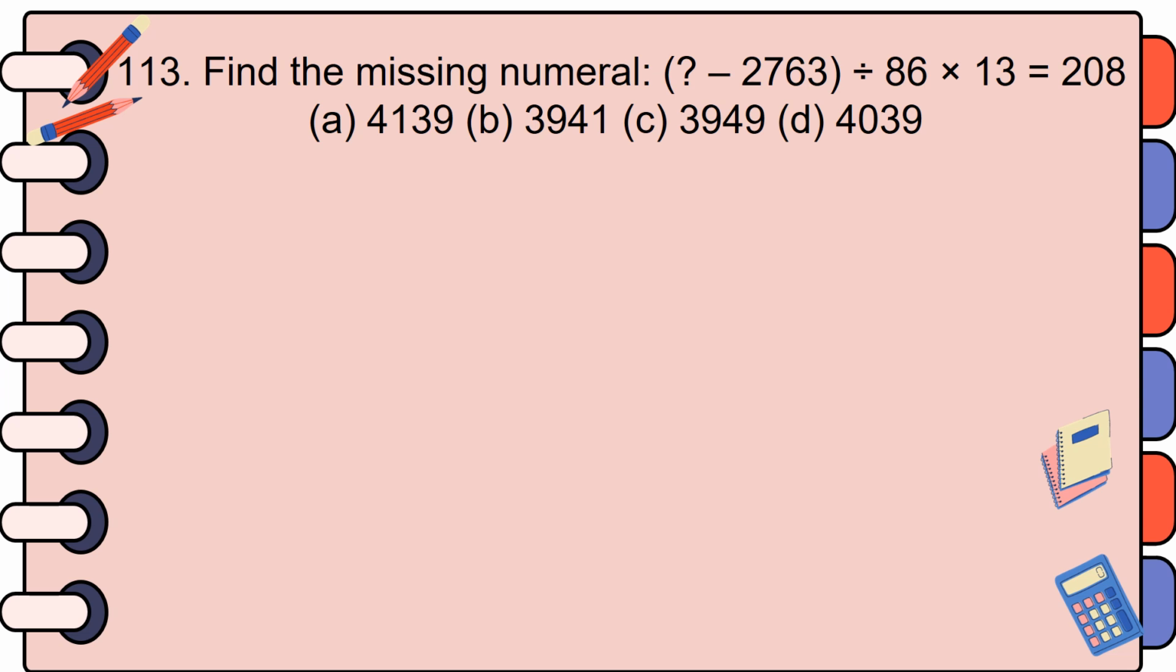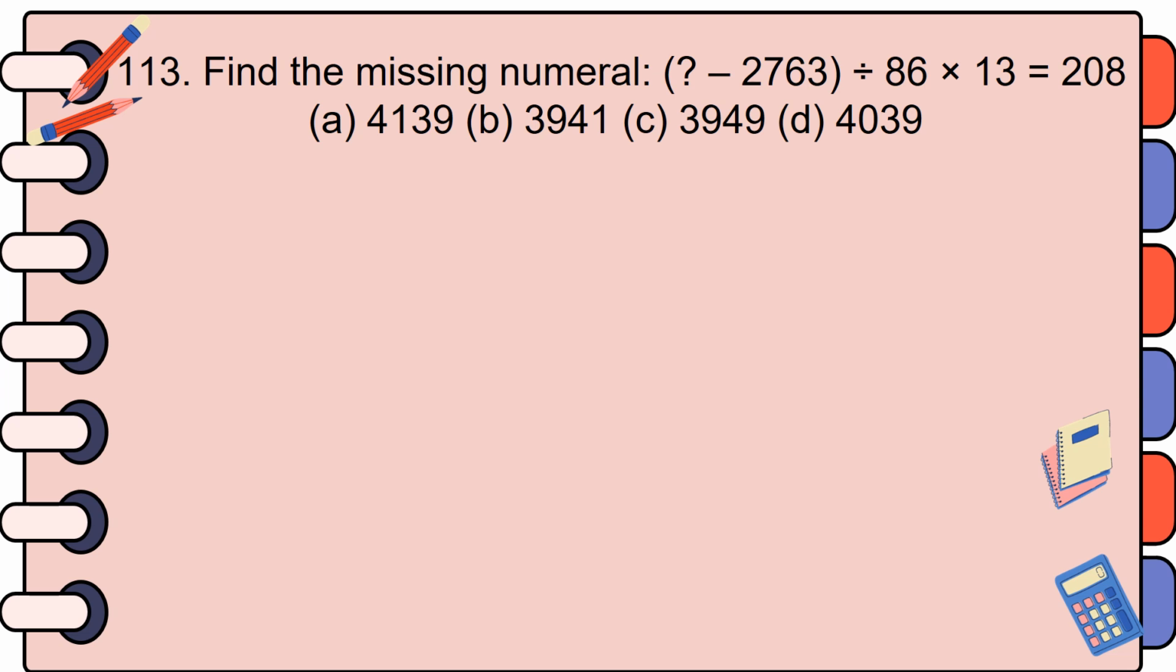Question number 130. It says, find the missing numeral. Open parenthesis, question mark, minus 2763, then close the parenthesis, divided by 86, multiplied by 13 is equal to 208. A, 4139. B, 3941. C, 3949. D, 4039. So what is your answer?